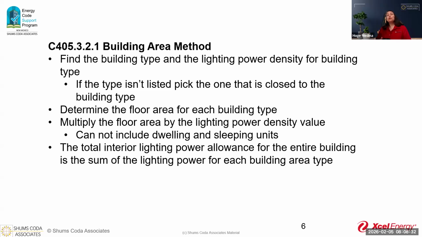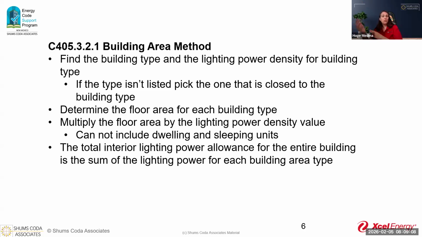Now, just because you're utilizing the building area method doesn't mean that you only are going to use one category out of the table. Maybe you have 2 stories, right? The bottom floor is office, the upper story is a restaurant. You could still use the building area method. You would just have the bottom floor use the office number, and the restaurant use the restaurant numbers. So just because you use the building area method doesn't mean that it's only one. You can use multiple ones.